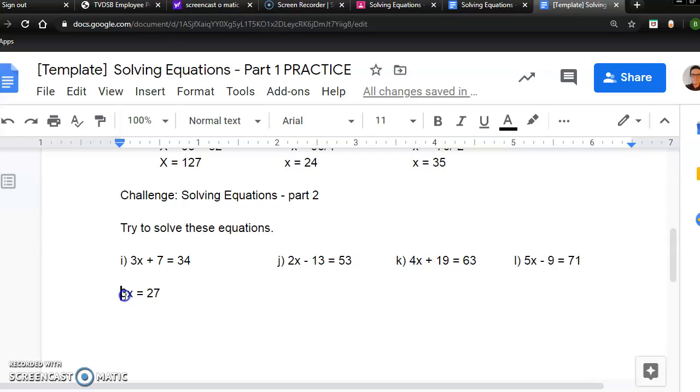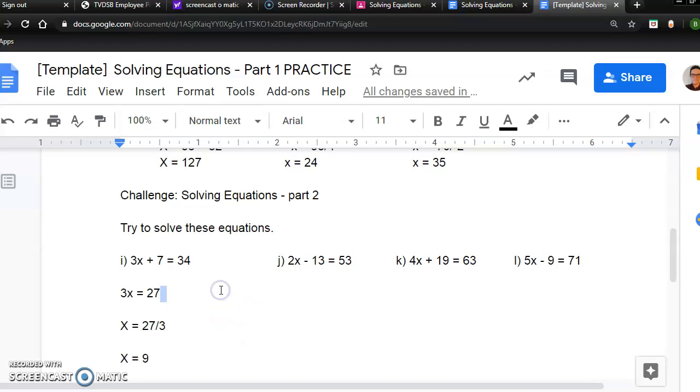Now what's keeping x from being by itself? We're timesing it by 3. What's the opposite of that? Dividing by 3. So we just have to divide both sides by 3. x equals 27 divided by 3. x equals 9. Let's see if we're right. Let's put 9 in for x. 3 times 9 equals 27, plus 7 equals 34. Yep, that statement's true if x equals 9.